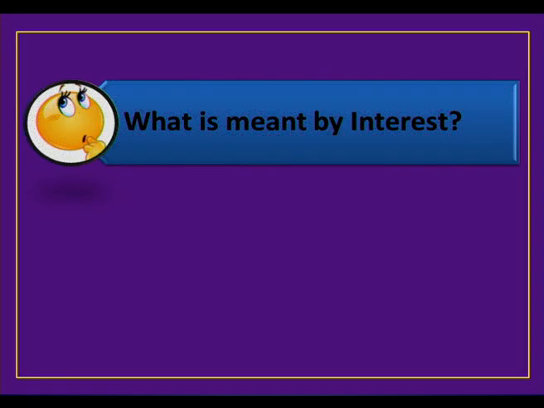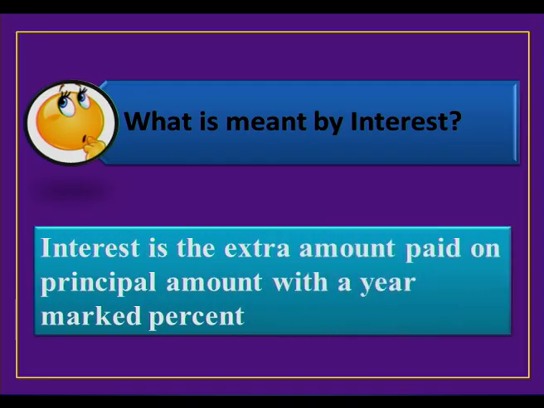Then what is meant by interest, children? You are right once again. Interest is the extra amount paid on the principal amount with an earmarked percentage. Let us understand what that means. You have taken a loan of say 10,000 rupees and the bank charges 10%. That means, at the end of the year, you are going to pay 10% of that 10,000, that is 1,000 rupees as the extra amount. This extra amount which we pay to the bank, we call it the interest.